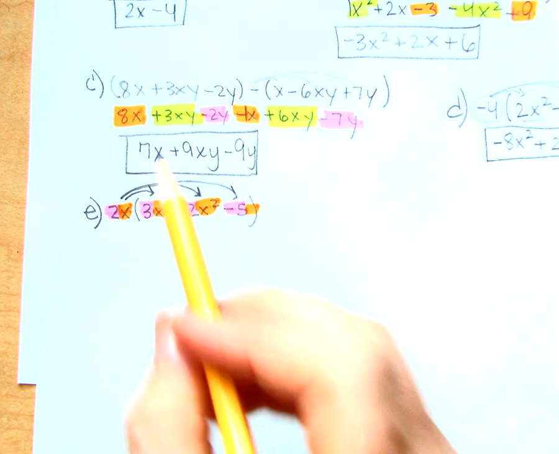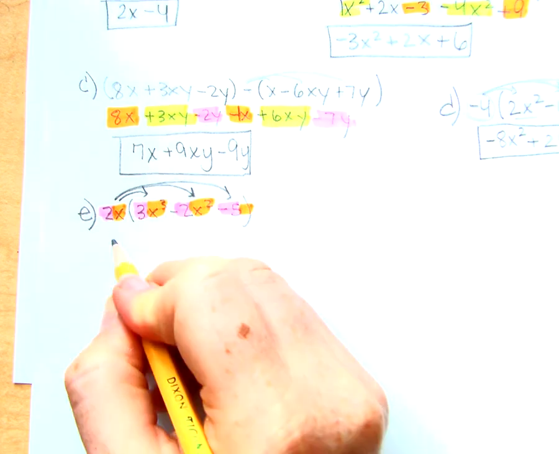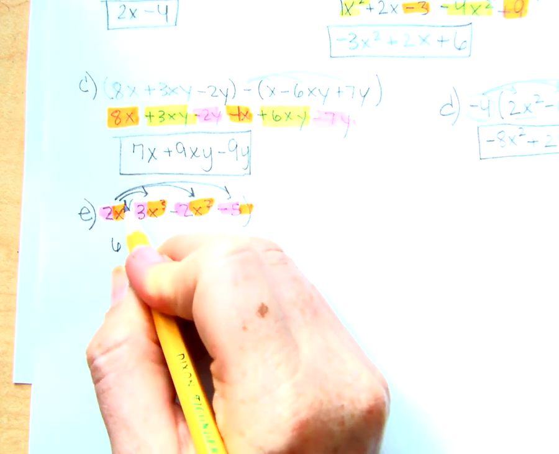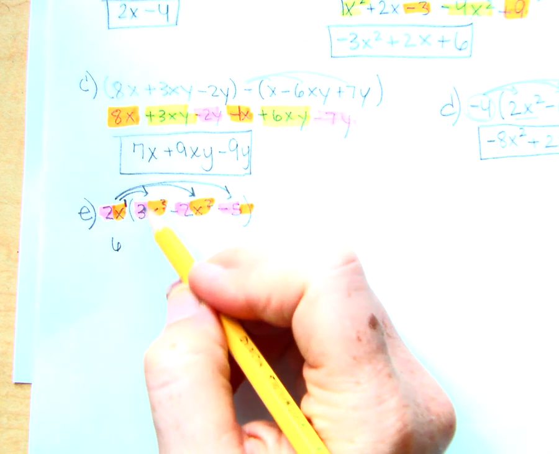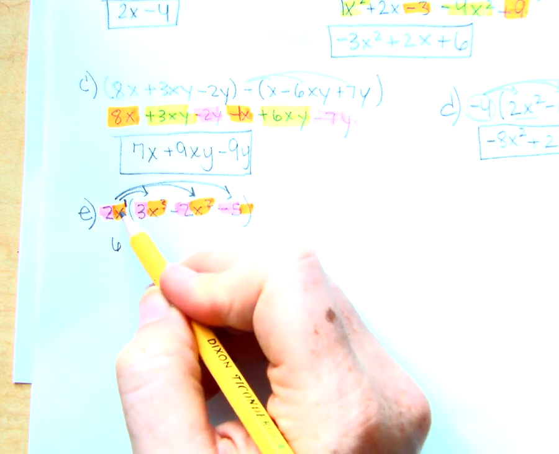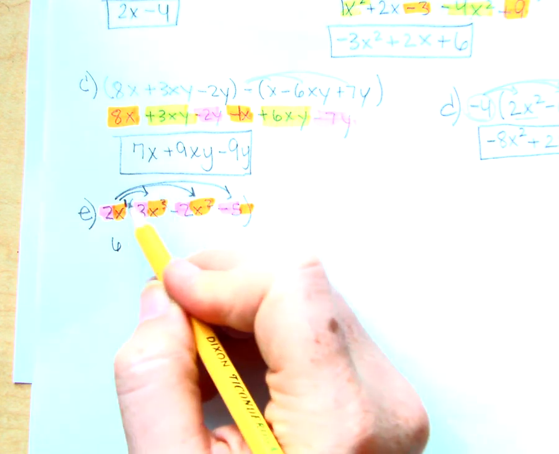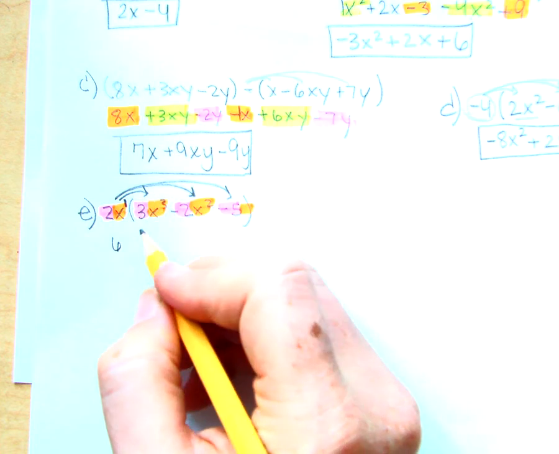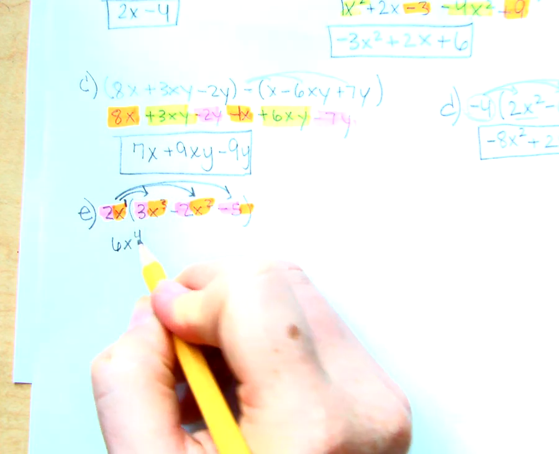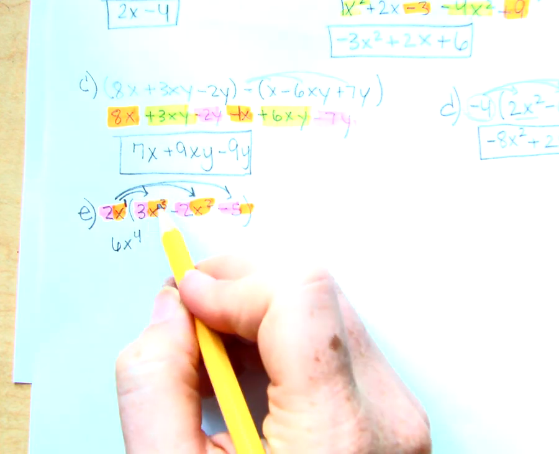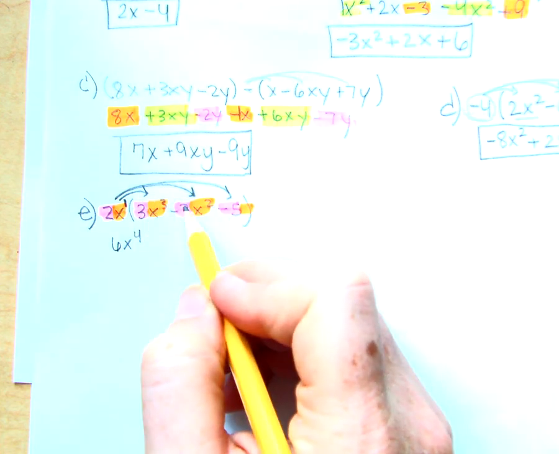Right? So when I distribute, 2 times 3 is 6. And remember, invisible 1, if there's no exponent written, it's a 1. So x to the first times x to the third. Add your exponents because you're multiplying like bases. That gives you x to the fourth. That's just the first term, though. Now we do the same thing to the second term.